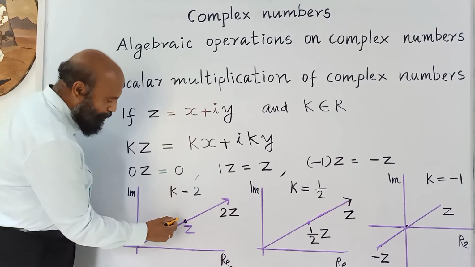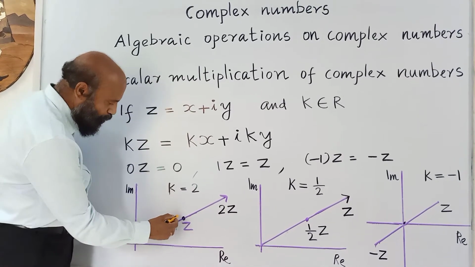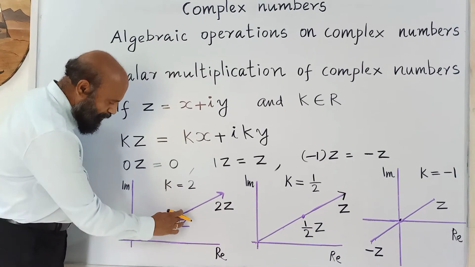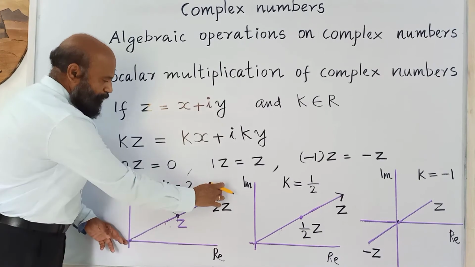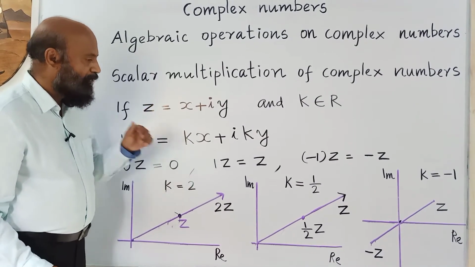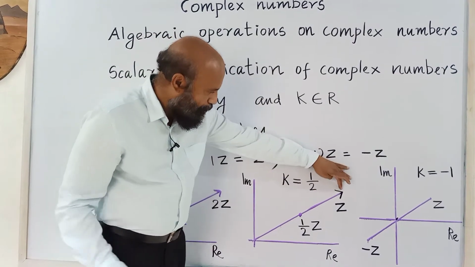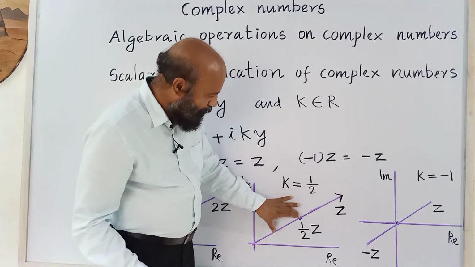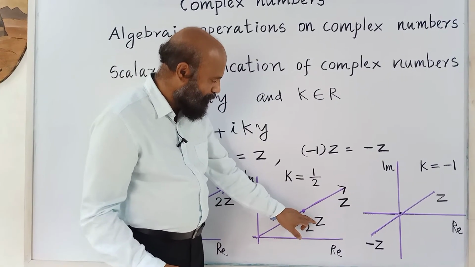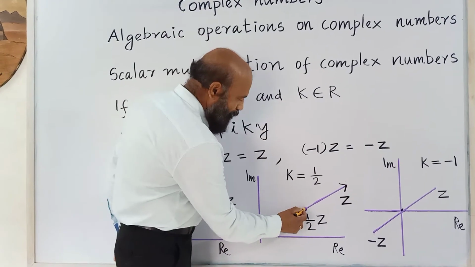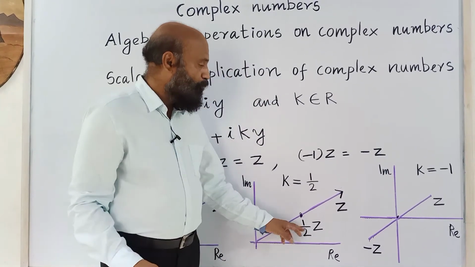A complex number can be represented by a vector also. So this is representing z. So this is representing 2z. Here k is 1 by 2. So this is representing z. So this is representing 1 by 2 z. This point is representing 1 by 2 z.